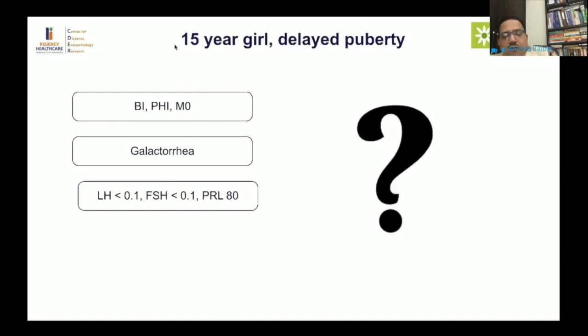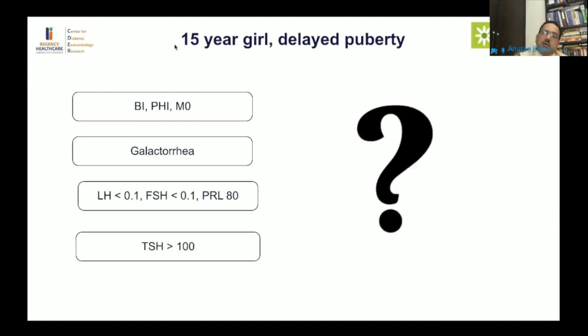So a very important thing to rule out in this setting is hypothyroidism, because TSH here was more than 100, and because of this primary hypothyroidism, there was increased TRH production, and because of that TRH production, we had this hyperprolactinemia. So thyroid function should therefore be assessed in every child who presents with hyperprolactinemia.